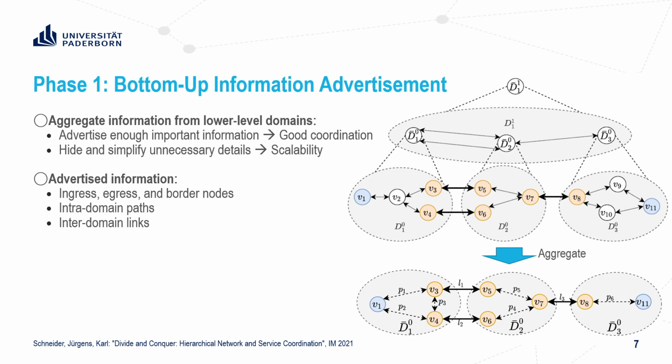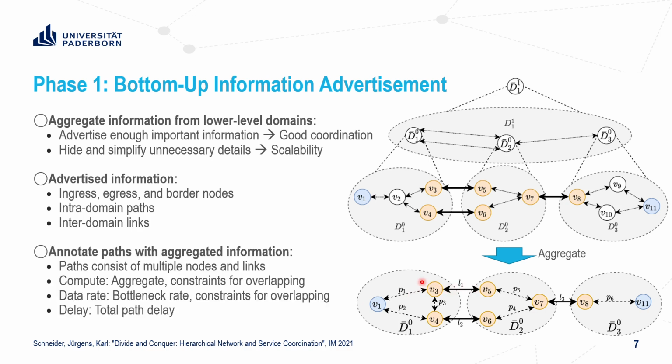In addition to that, we need to advertise what we call intra-domain paths, so these paths between the different advertised nodes, and then also the inter-domain links, so the links between the different domains. Now, as we aggregate these multiple nodes to intra-domain paths, so for example, these 2 intermediate nodes, they're just hidden and they're just shown as one path. So these paths include compute nodes.